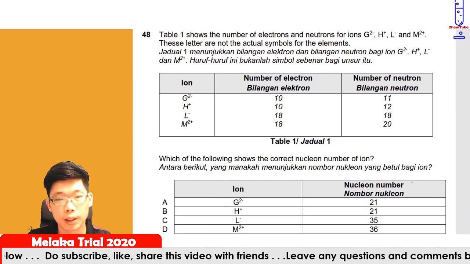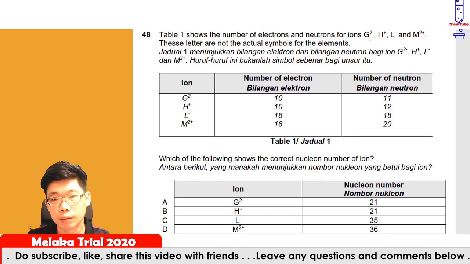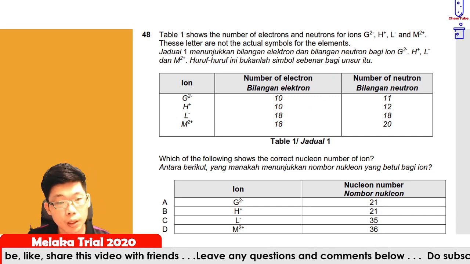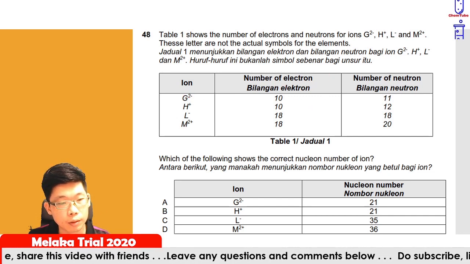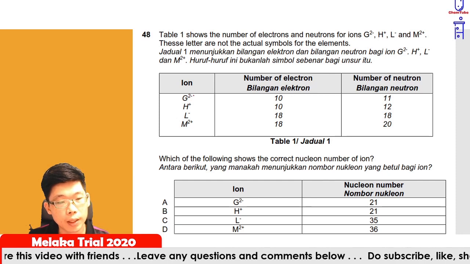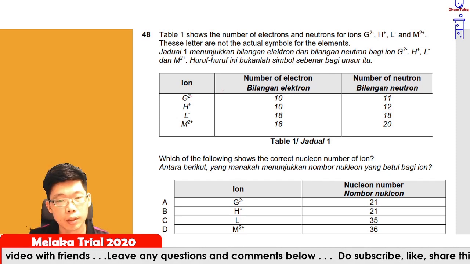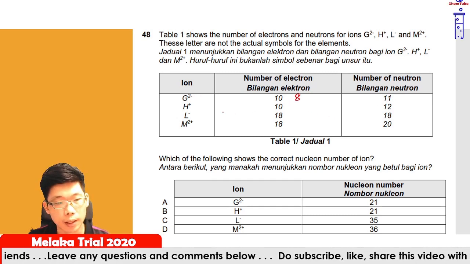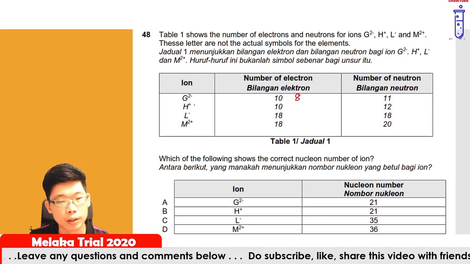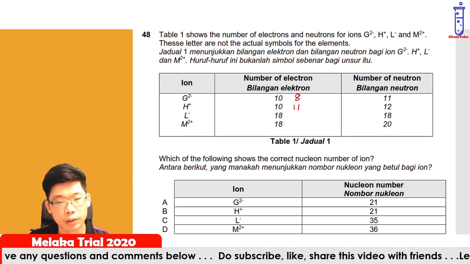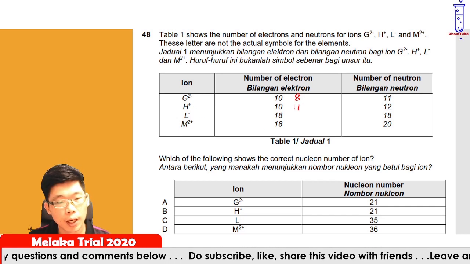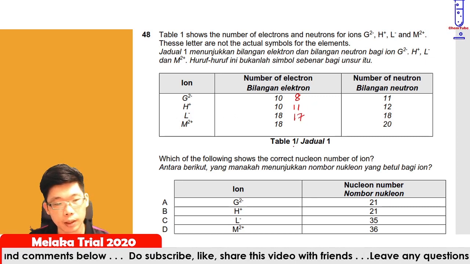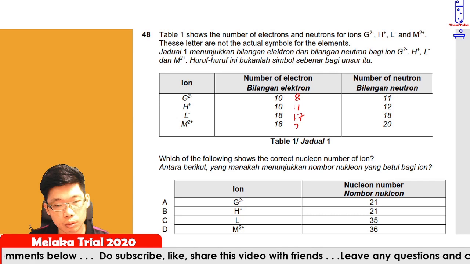48. The table shows electrons and neutrons for ions. Okay. So here this one is an ion, 2 minus. 2 negative means that it gained 2 electrons already. So the initial electron should be 8 now. Neutrons is the same. Okay, H plus means lost 1 electron already. So initially it should be 11 electrons. Cl minus 1 means that it gained 1 electron, of 17. 2 plus means 20.